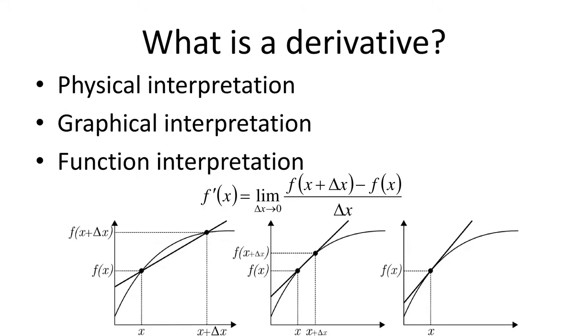Over here, what you can see is I have two points along the curve and I connect them with a line. This is called a secant. As these two points come closer and closer to each other, in the limit it touches at one point, and when it touches the curve at one point is what we call a tangent. So the function interpretation of this is we have this algebraic expression, but also what this represents is the slope of the tangent.